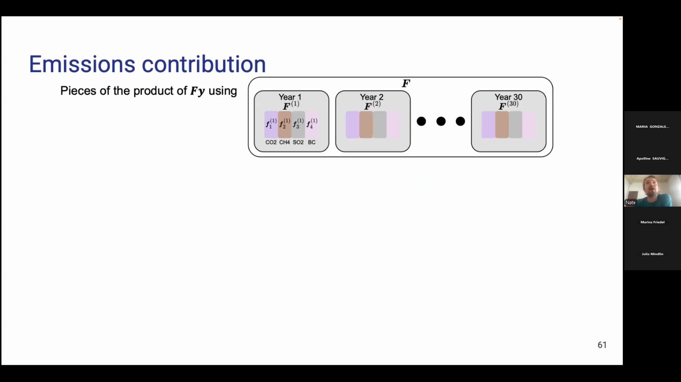And then now we're doing this decomposition of F even further. So the previous plot was looking at the average of the entries of year 1, year 2, up to year 30. But now we're going to look at actual entries corresponding to each of these emissions modalities. So here we're actually going to look at the entries for just CO2, then the entries just corresponding to CH4, just SO4, and just BC.